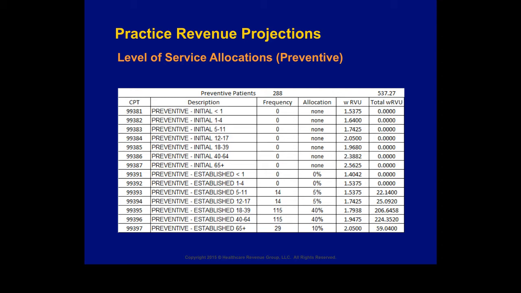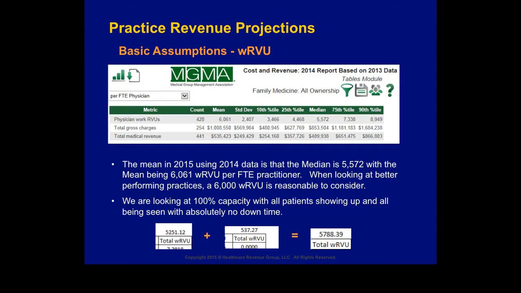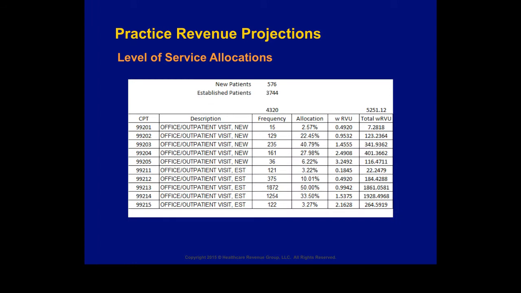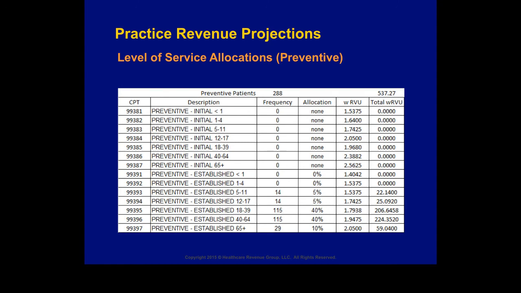So multiply that by my 288 patients. Now, if I'm more pediatric, obviously dump the 40 and 10% here and move those up here into the 1 to 4s, but you get the idea. RVUs are applied. Apply the RVUs. I got 537.27 RVUs right here. So my problem-focused visits are going to have a total work RVU of 5251.12. When I look at my preventive physicals, I'm going to have 537.27. Obviously, when I add them together, that gives me my total work RVU.